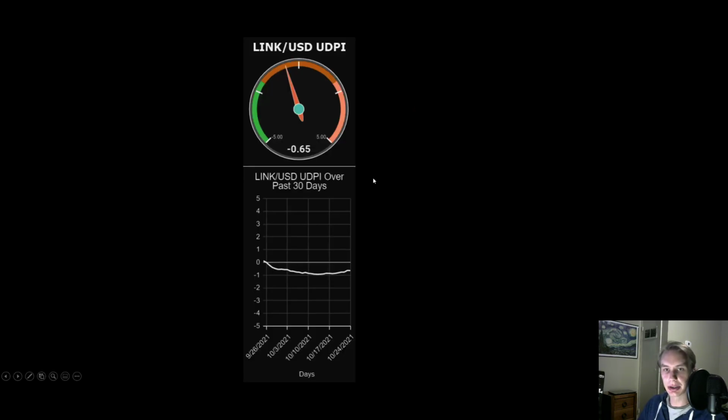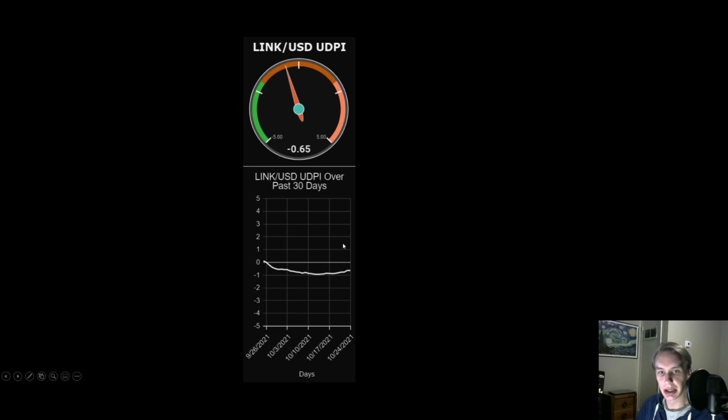So to wrap up, I want to talk a little bit more about just where we are right now with the Link USD UDPI. Currently we're actually sitting below zero. We're at negative 0.65. And so again, as I mentioned before, this suggests that the upside potential is greater than the downside potential for Link right now, or at least that's what the model is suggesting. We kind of bottomed out in the middle of October recently, but then Link has started to show a little bit of strength more recently, so the UDPI has been ticking up a little bit to reflect that, but it still hasn't gotten to anything near a concerning zone yet.